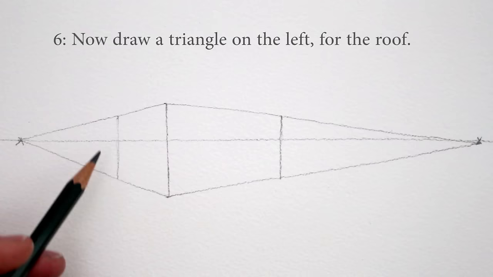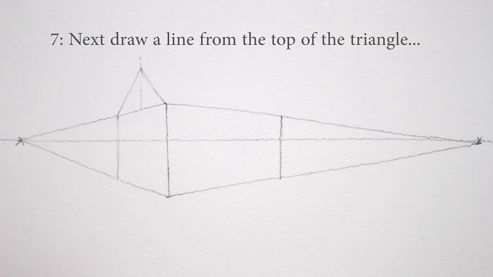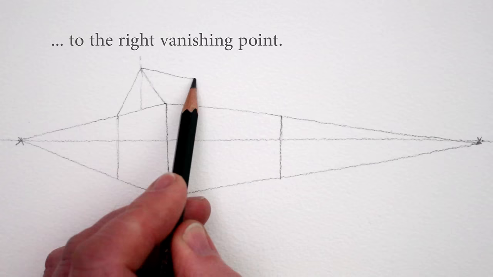Now draw a triangle on the left for the roof. Next, draw a line from the top of the triangle to the right vanishing point. Now copy your triangle line on the right of the roof.